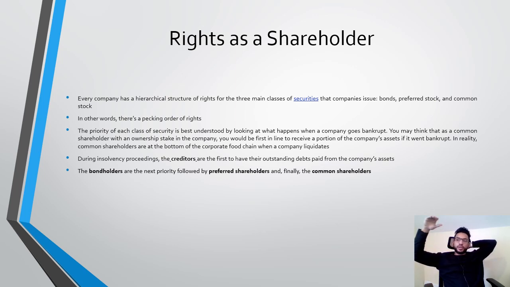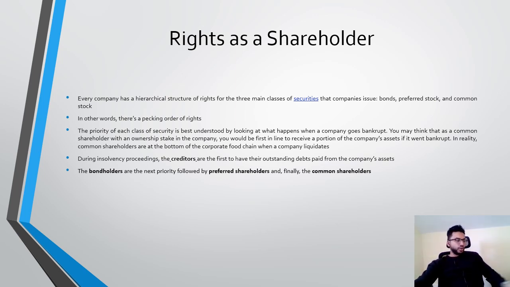So if a company goes bankrupt, who gets paid first? You might think as a common shareholder that you're going to get paid first, but in reality, the first people paid are the creditors. Whoever loaned money to the company gets paid first. Second are bondholders. Preferred shareholders get paid third. And then common shareholders get paid.